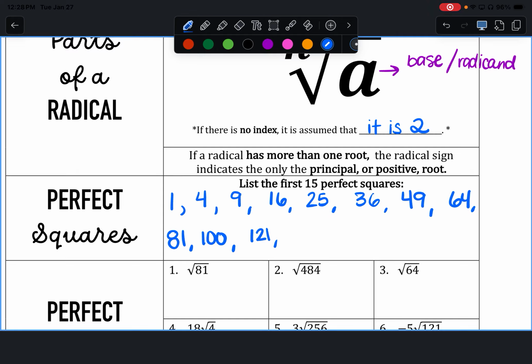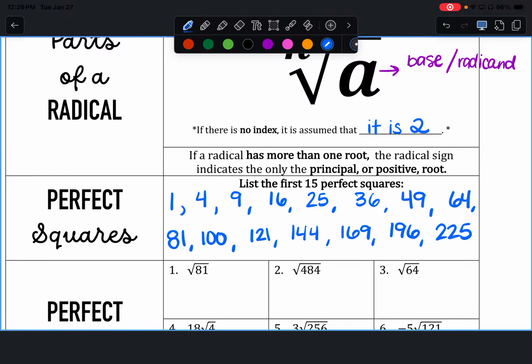Now, for 12 squared, what is 12 squared? Okay. 13 squared. 14 squared. And 15 squared. All right. So that is our list of perfect squares. Okay, we probably won't have to go past that. Now, these are the numbers that you can always take the square root of.